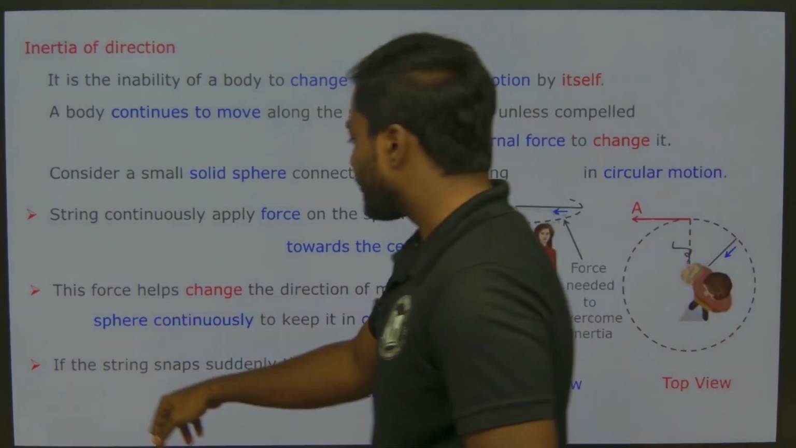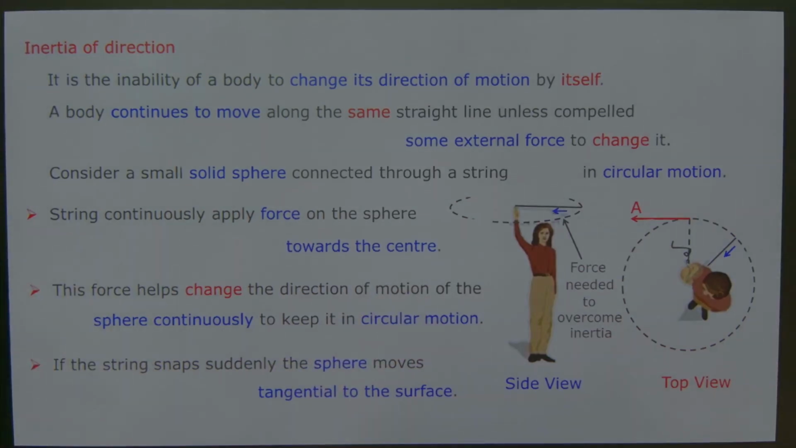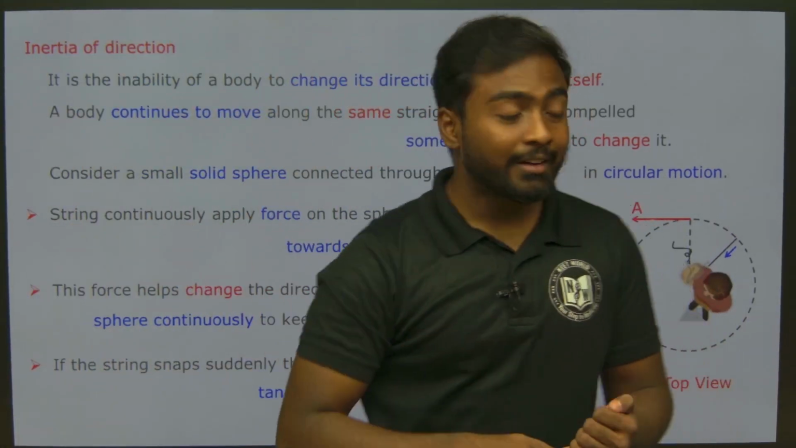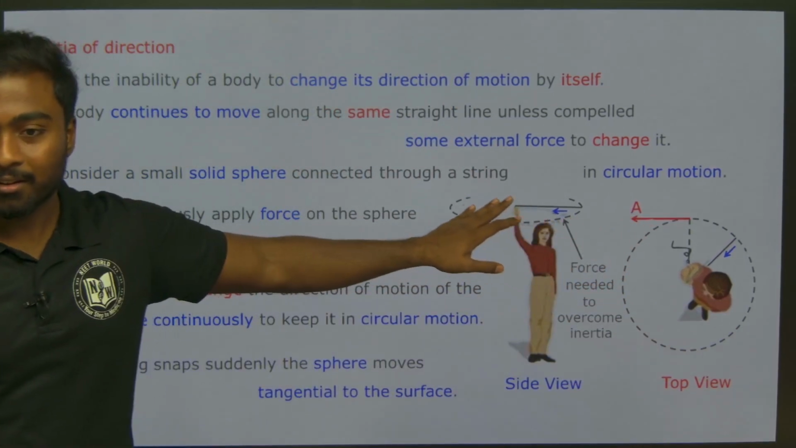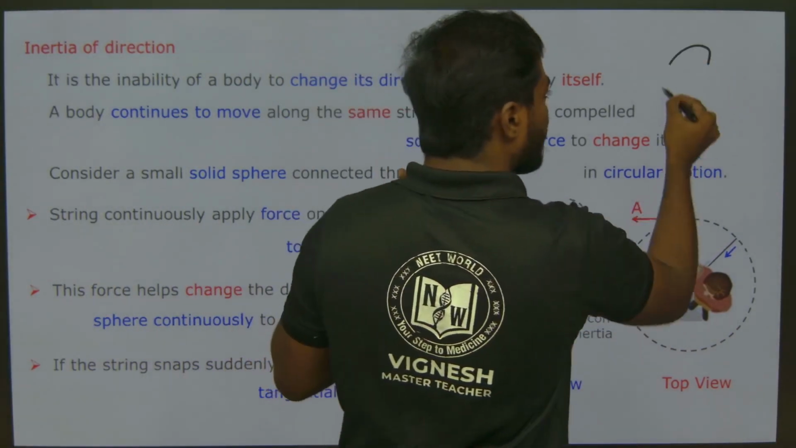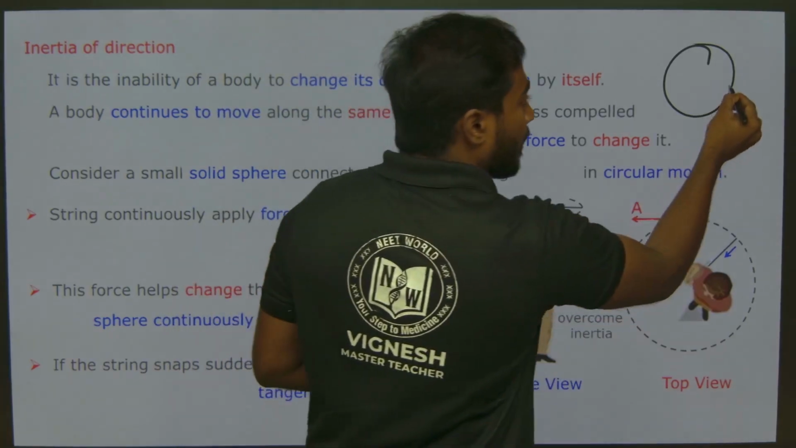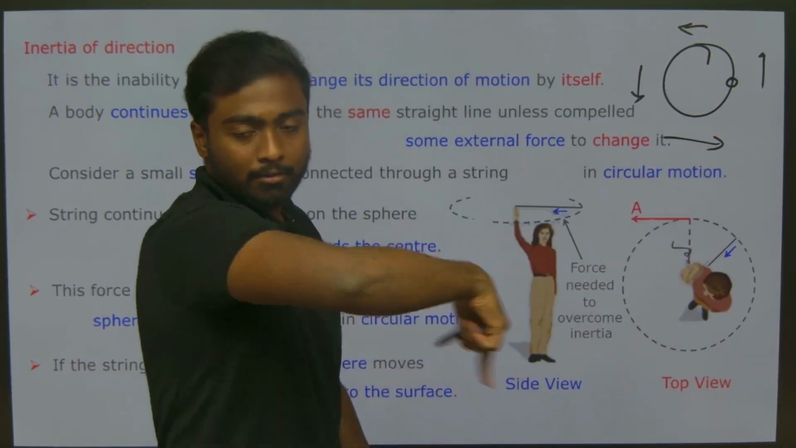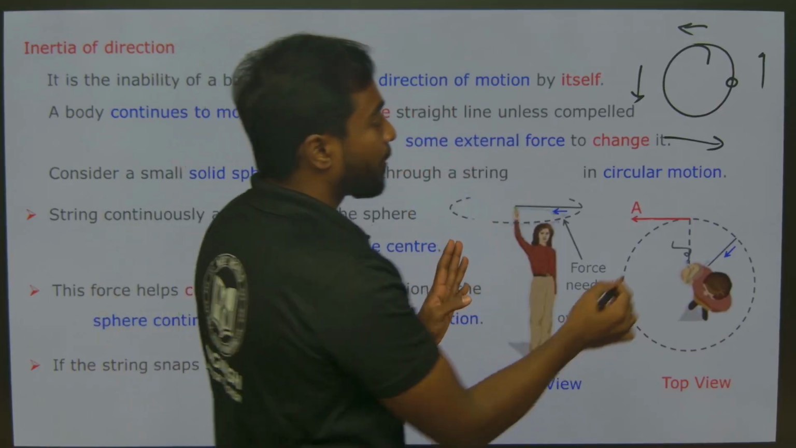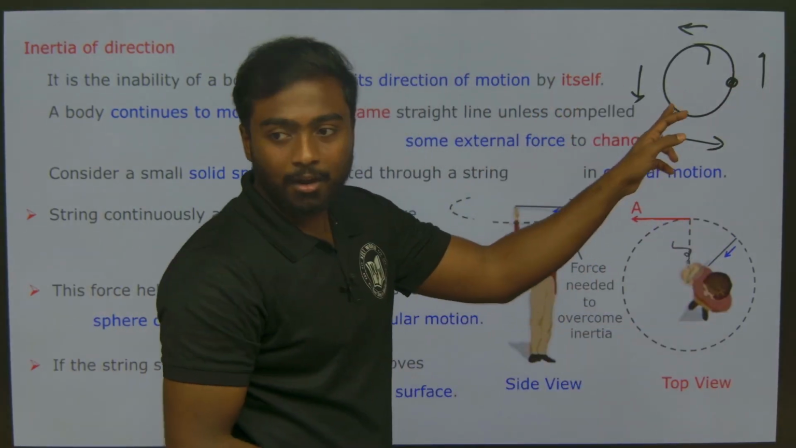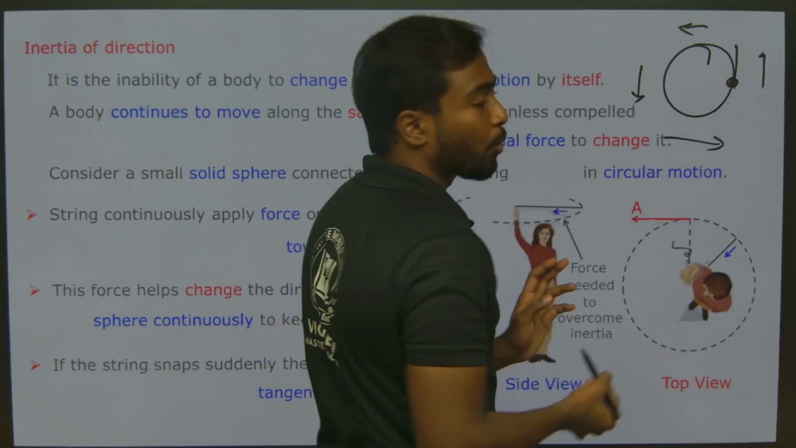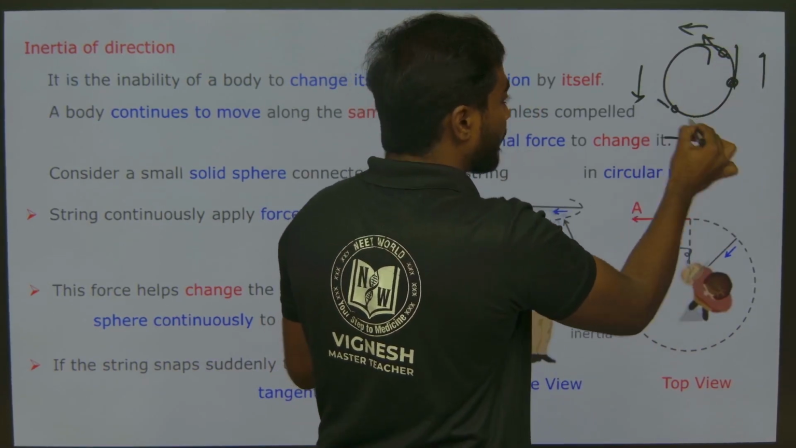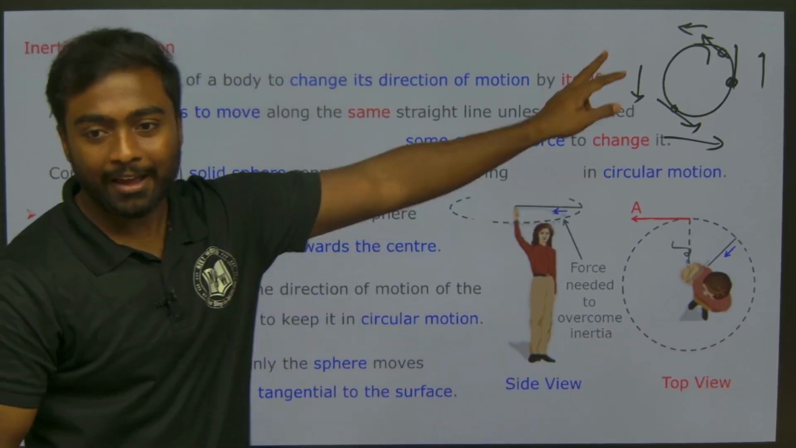What is the meaning of this? The string snaps suddenly. I am rotating like this, so what is the direction of this sphere? This is my circular motion. If the object is going in this direction, we will consider it anti-clockwise. Suppose the object is here. What is the direction if I want to see? Draw a tangent over there. If the object is here, draw a tangent over there. This is my direction.